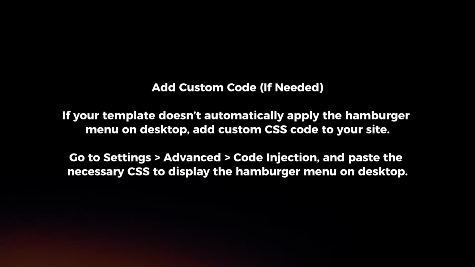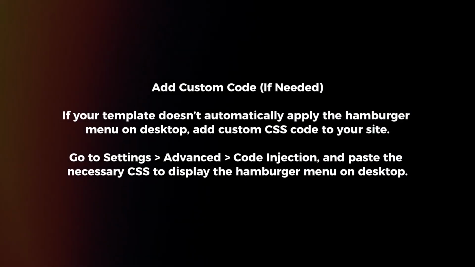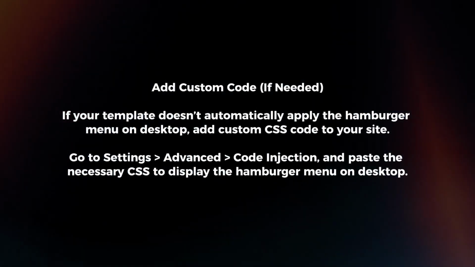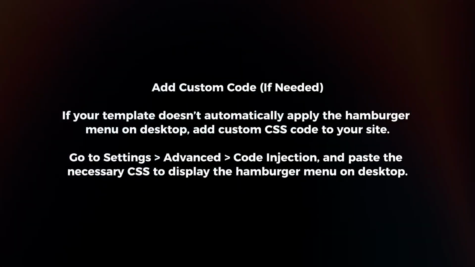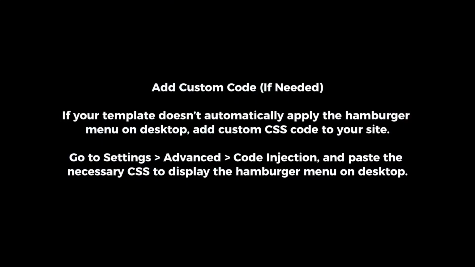code. Add custom code. If your template doesn't automatically apply the hamburger menu on desktop, add custom CSS code to your site. Go to Settings, Advanced, Code Injection, and paste the necessary CSS to display the hamburger menu on desktop.